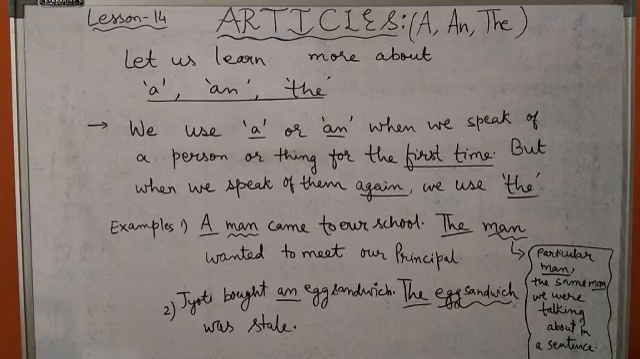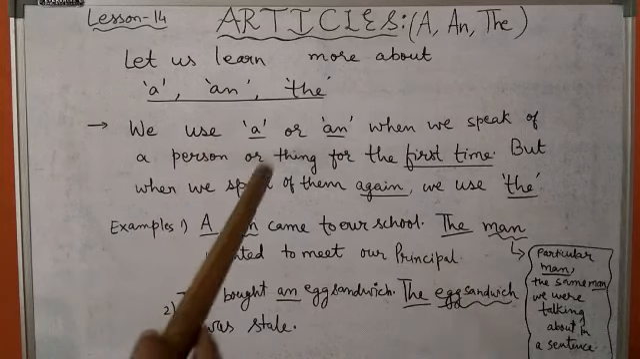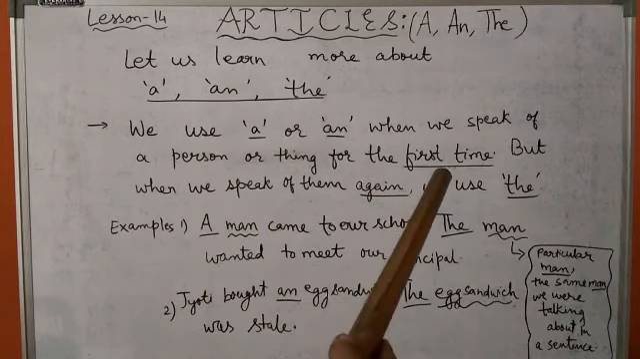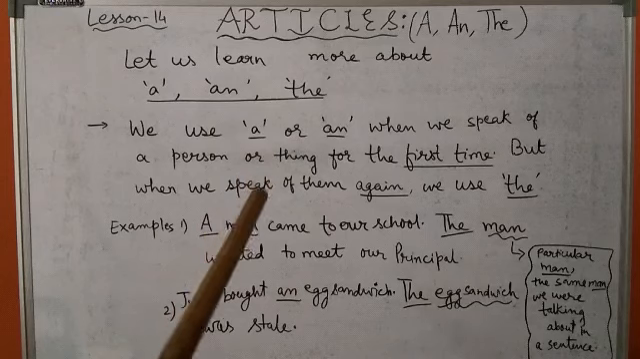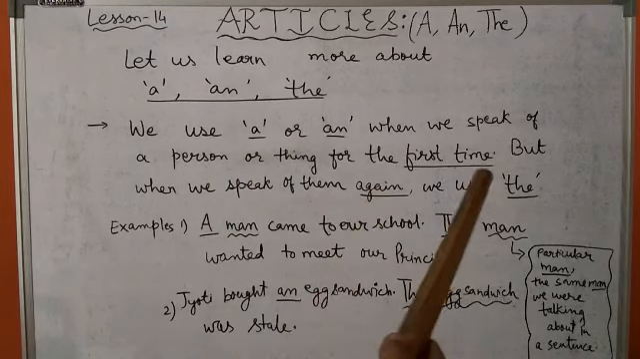Students, let's learn more about a and the. In the question, if it is asked to use a and the, how will we use them? Let's start. We use a or an when we speak of a person or thing for the first time. But when we speak of them again, that is, when the word is repeated, we use the.